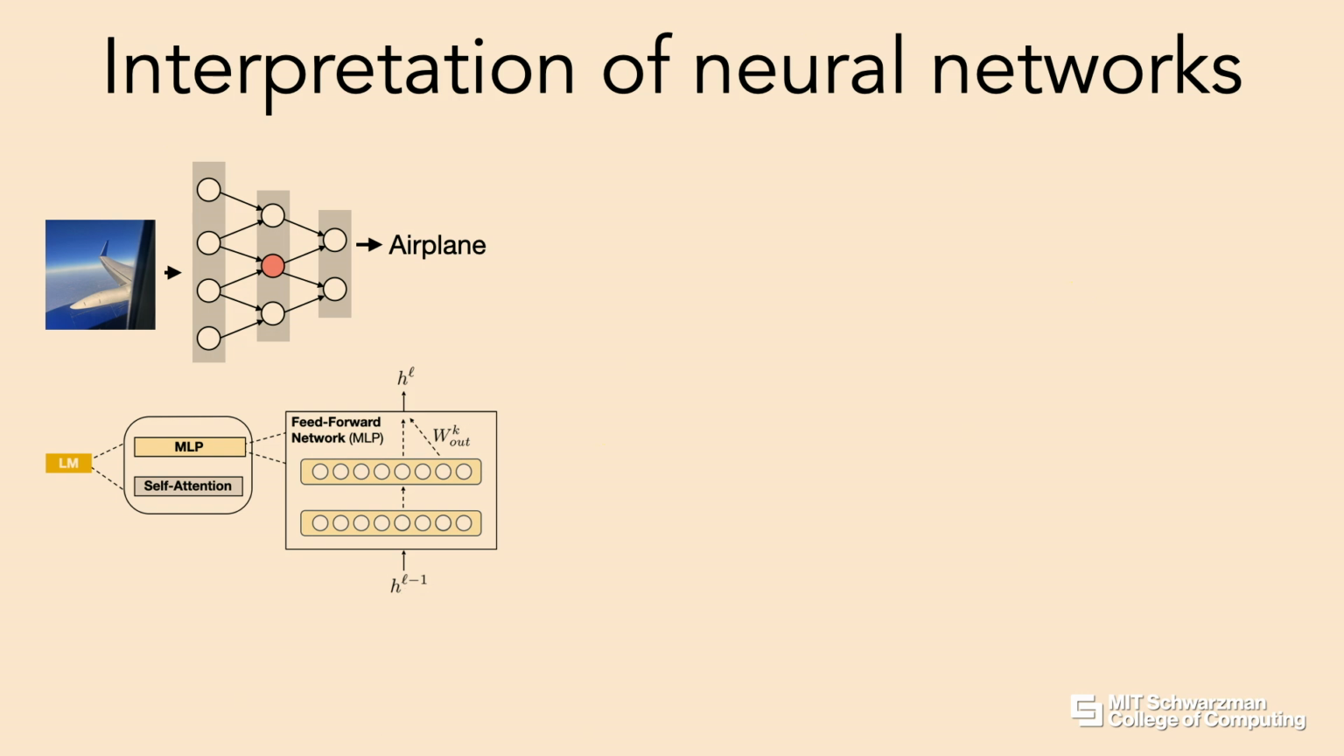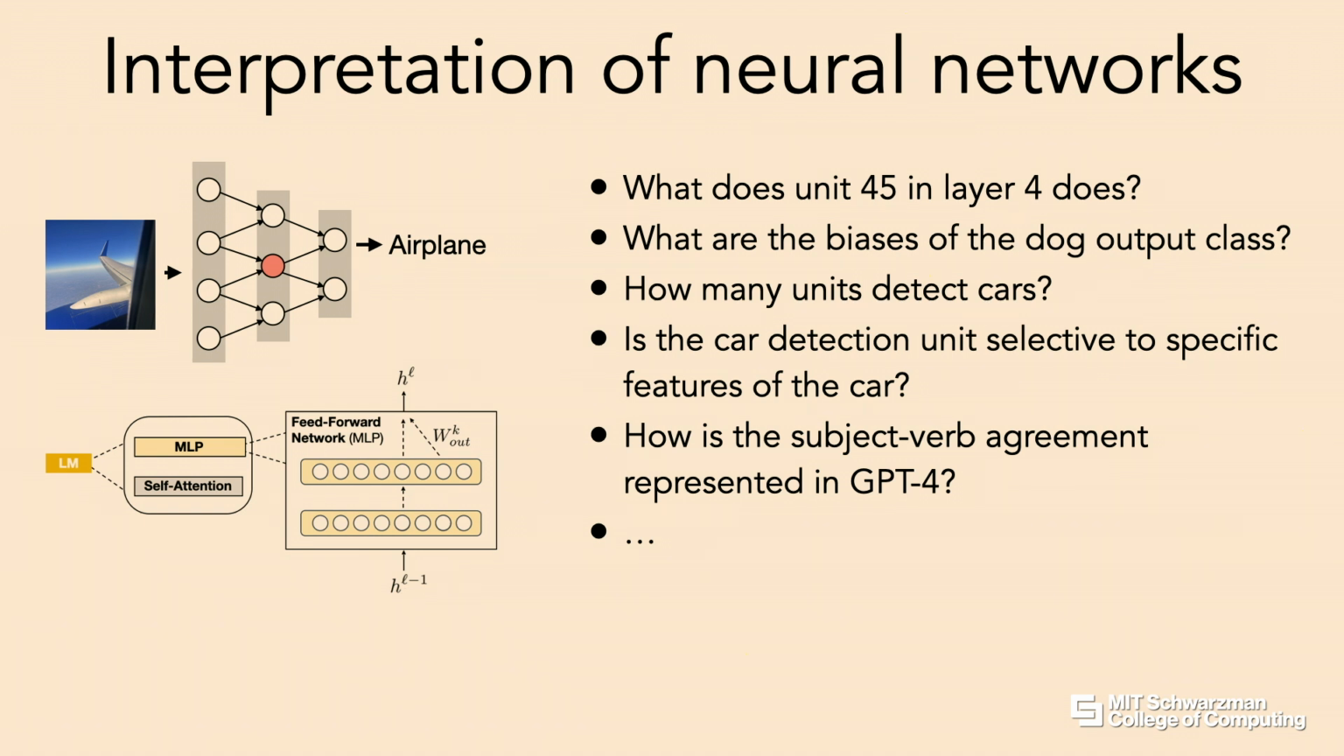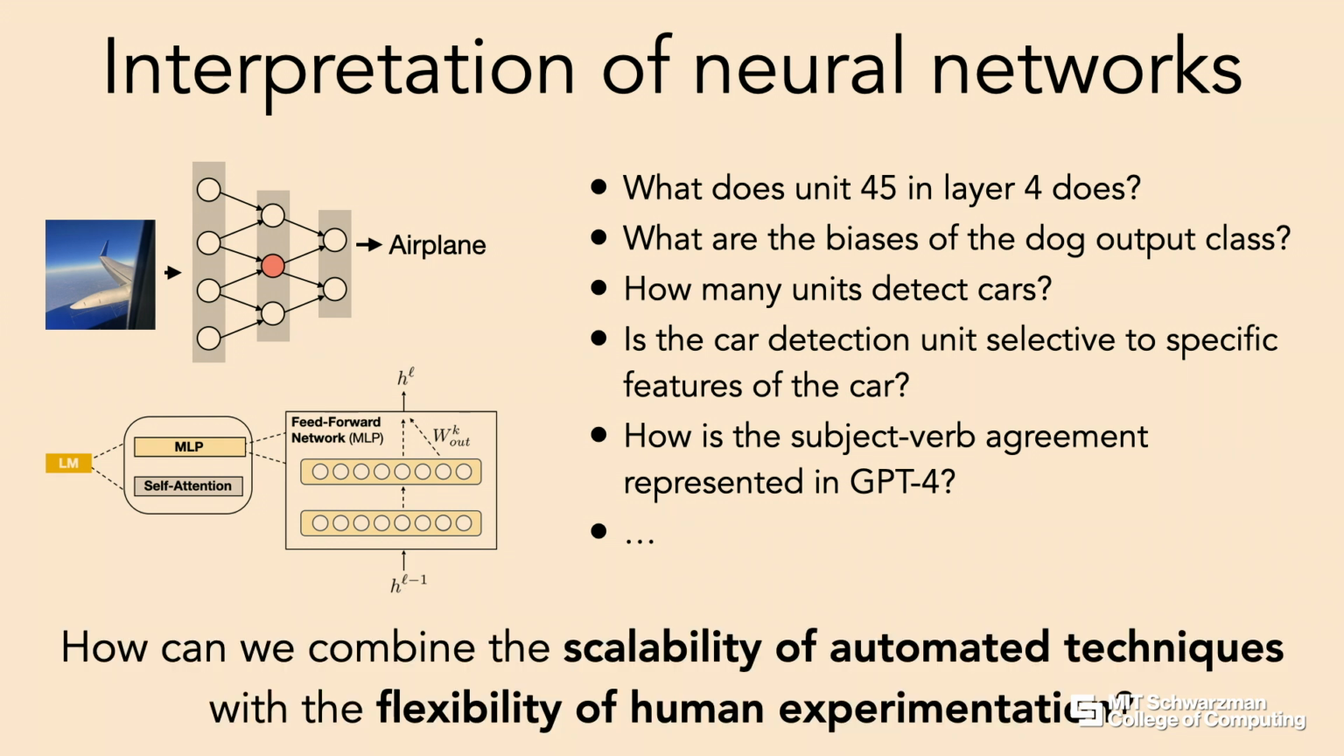When you are trying to understand what a neural network is doing, there are many questions that you might want to ask. You might want to know what unit 45 in layer 4 is doing, or what the biases in the output class for the dog class are, or how many units inside the neural network actually detect cars, and so on. So you really want to have the flexibility for understanding the content of a neural network that is similar to the flexibility you have when you interact with a language model, where you can pose any question.